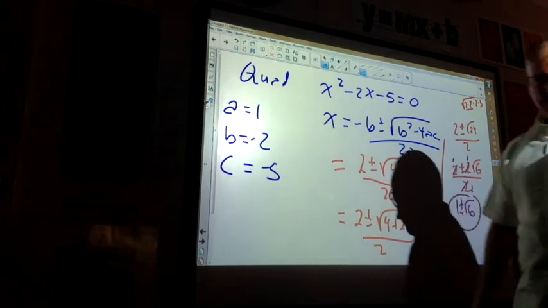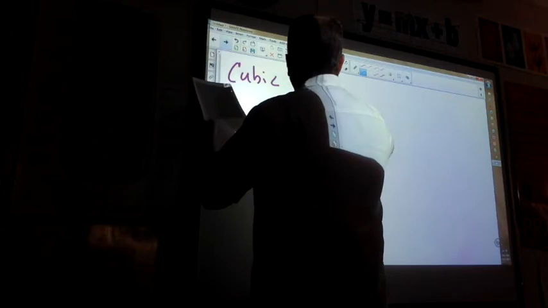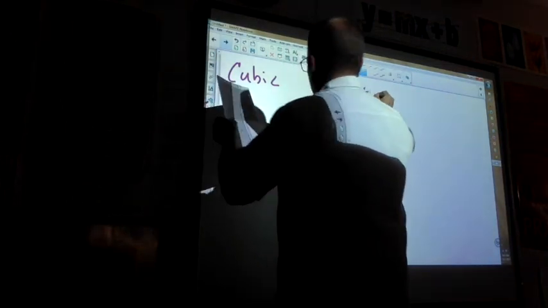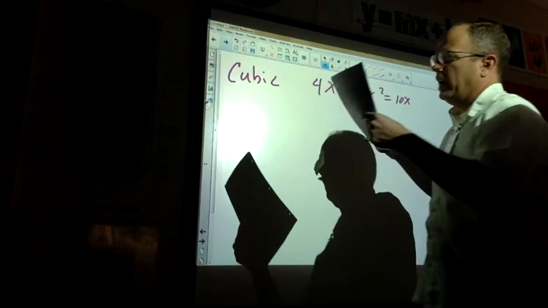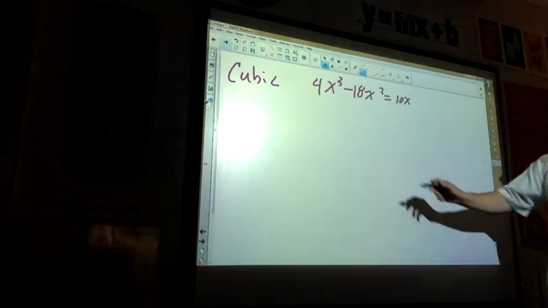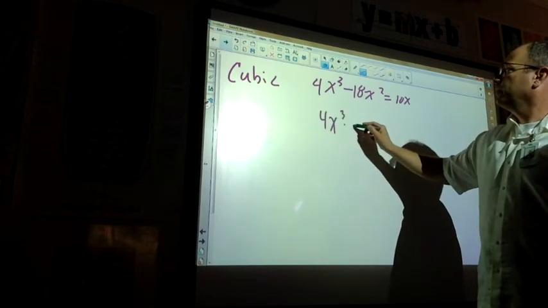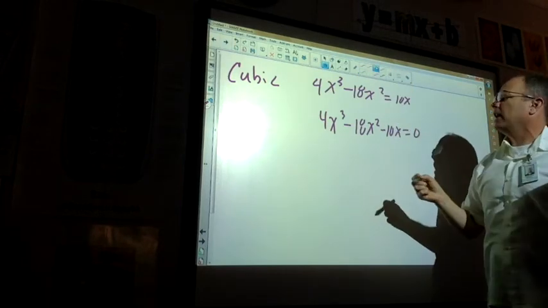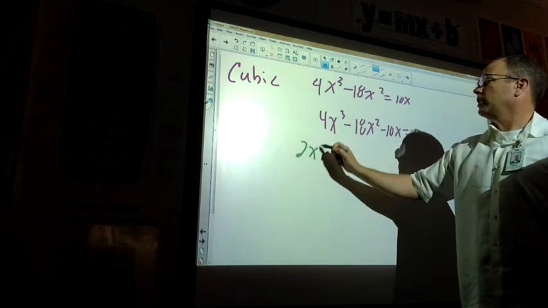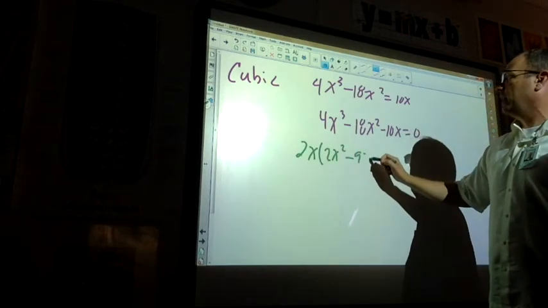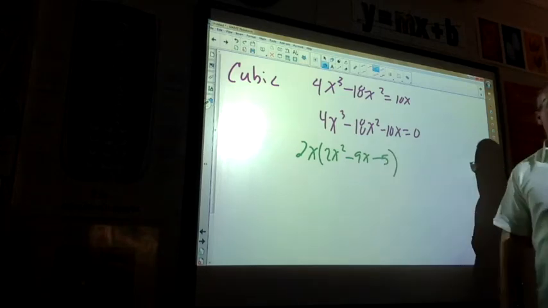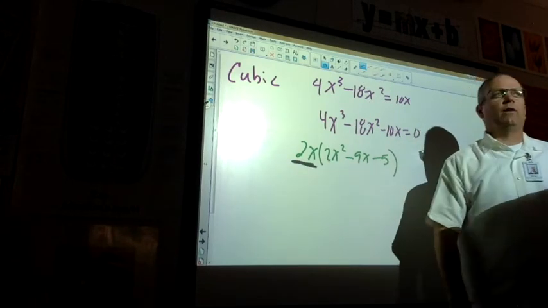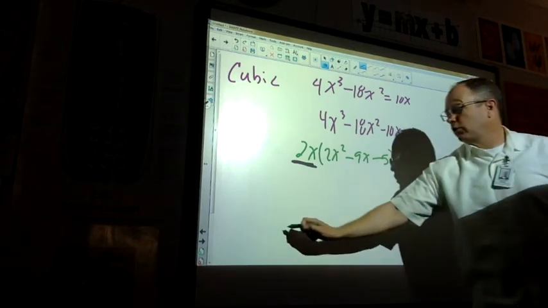Last example. Sometimes we might give you a cubic. But if we give you a cubic in this class, there's probably something you can factor out. So before I factor an x out, what can I do? Yeah, subtract 10x, get everything over, make it equal to 0. And then what can I factor out? 2 and an x. Does that work? So that's 2x squared minus 9x minus 5. Agree? Equal to 0. So x equals 0. So there's one of my answers.